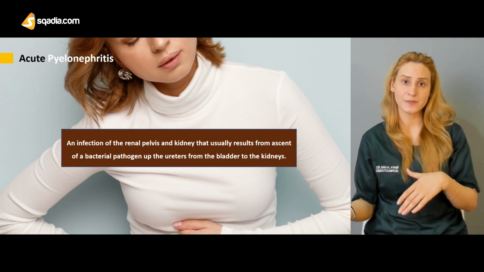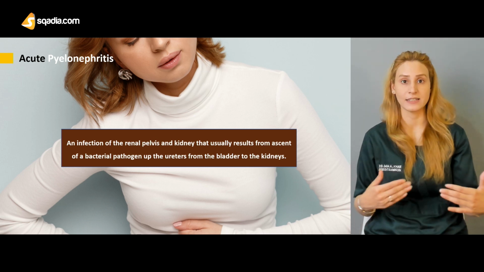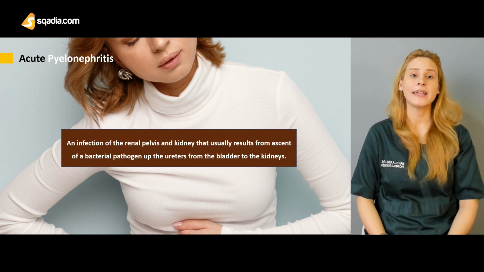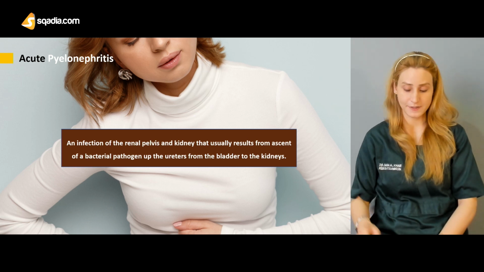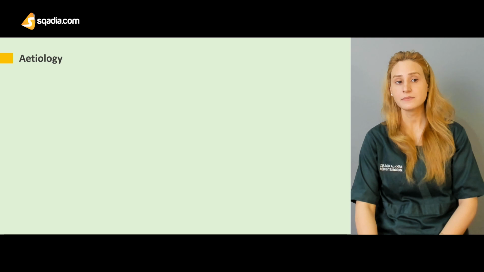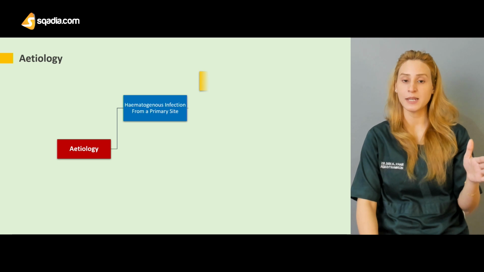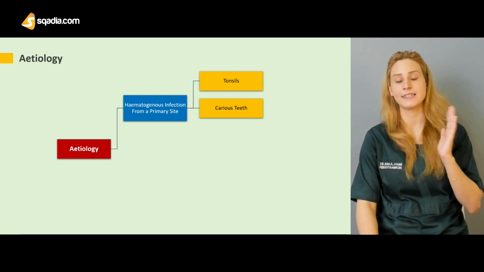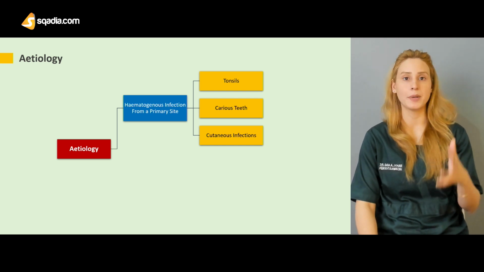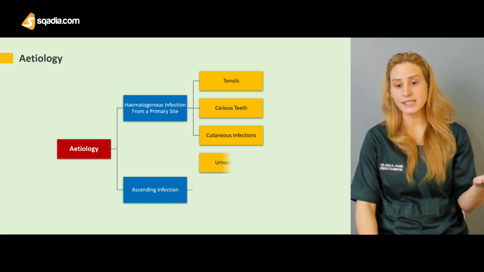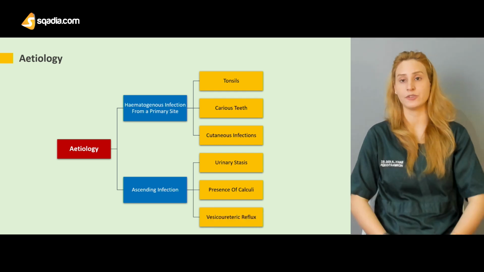And the other mode of spread is obviously because of ascending infections, which are from the lower urinary tract, like ureters or bladder. Lower urinary tract infections are obviously more common in females because of the short urethra. Now, when you talk about the etiology, hematogenous infection from a primary site can be tonsils, carious tooth, or cutaneous infections like boil and carbuncle. And then you have the ascending infections because of urinary stasis or presence of calculi or vesico-ureteric reflux.